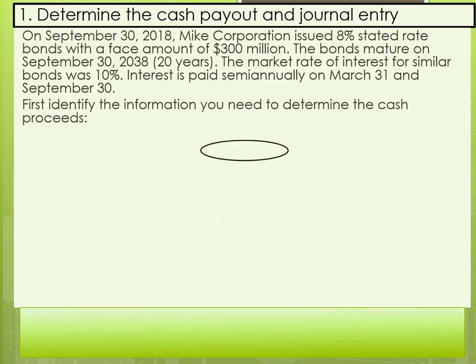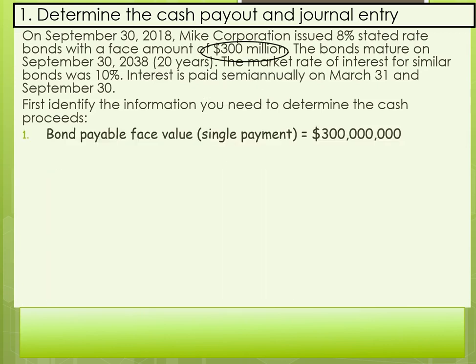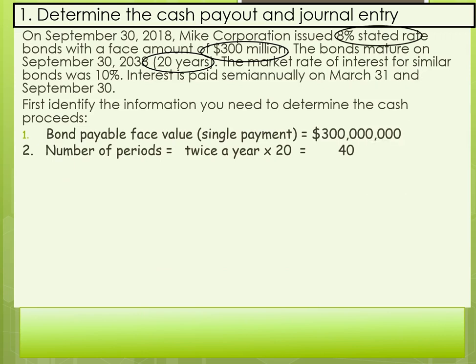So in our example, it's $300 million, which is the face of the bond, and that's a single payment at the end of 20 years. The number of periods is going to be 20 years times 2 because the interest is going to be paid semi-annually. The stated rate is going to be 4% because it's paid semi-annually, and the rate is 8% on an annual basis.